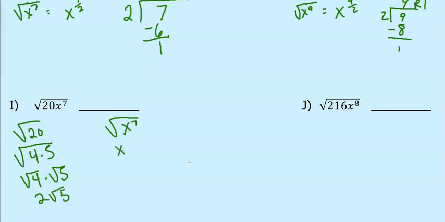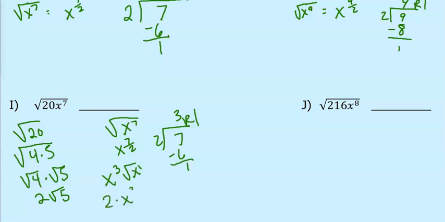X to the 7th, or square root of x to the 7th, is the same thing as x to the 7 halves. Do long division. You have a remainder of 1, a quotient of 3. So we have x to the 3rd, square root of x to the 1st. And then you'll put these together. 2 times x cubed times the square root of 5 times x. So that would be 2x cubed times the square root of 5x.